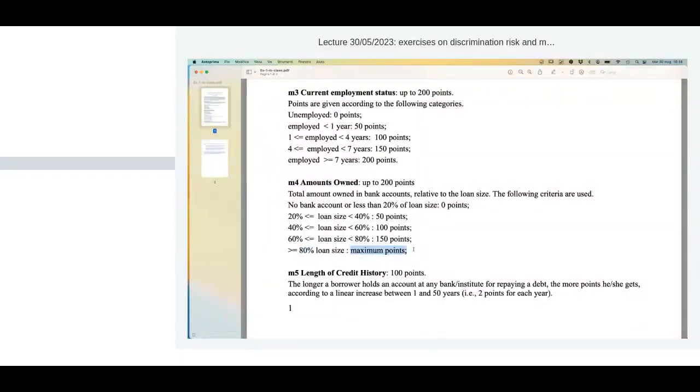The last criterion is 100 points worth, and it is the following one. The longer a borrower holds an account at any bank and institute for repaying a debt, so an account that is connected to repaying a debt, the more points the applicant will get, according to a linear increase between 1 and 50 years. That means every year you get 2 points. You get the maximum for 50 years.